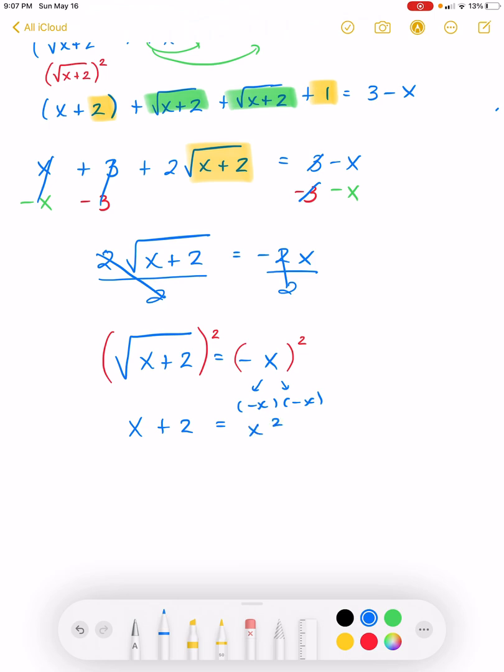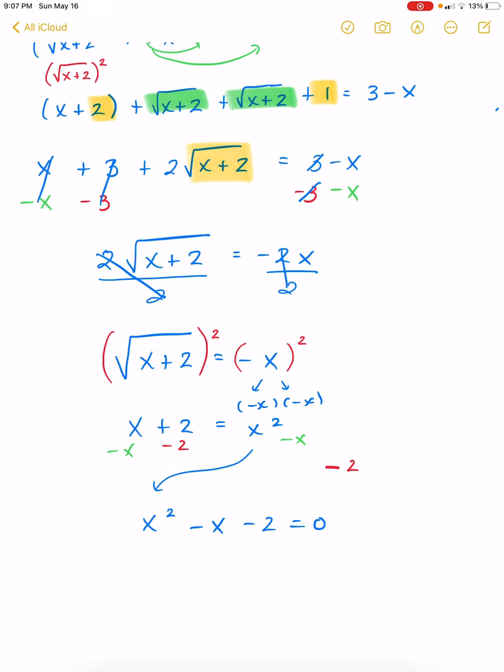Okay, so let's work on getting this equation in standard form. I'm going to leave the x squared right here, and I'm going to subtract the x over here, and then we're going to minus the 2 over here. So the result is going to be x squared minus x minus 2 equals 0.